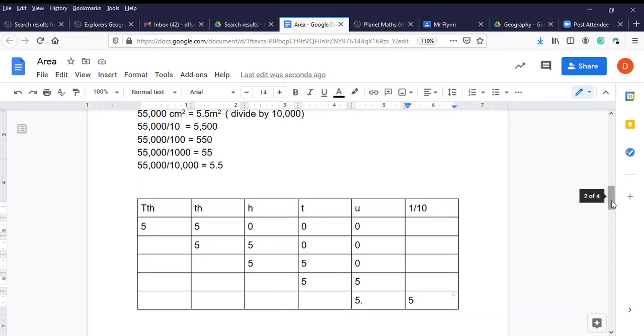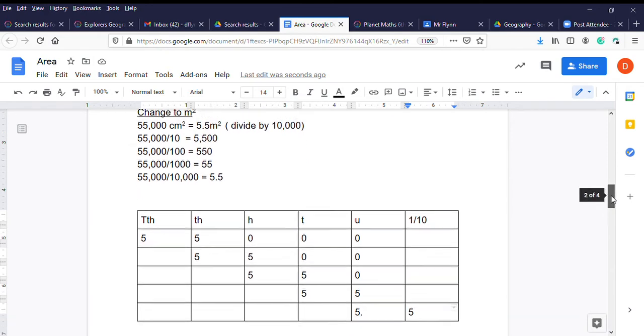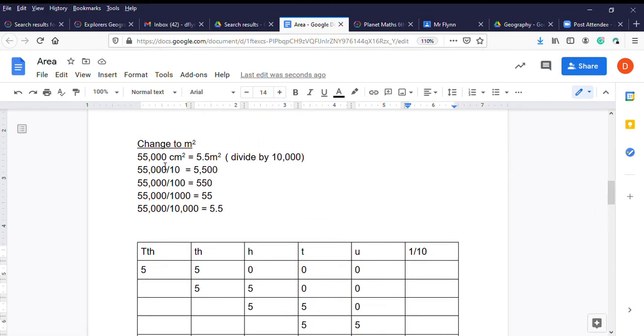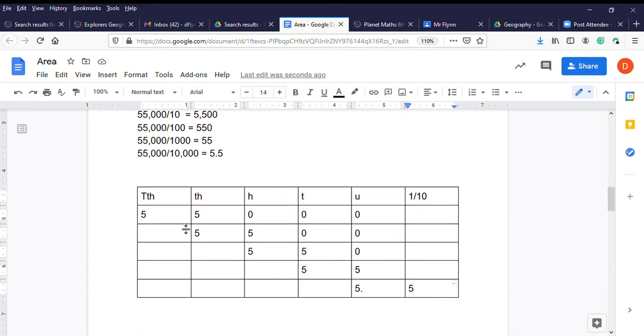Right, so we need to go from 55,000 centimeters squared to meters squared. And I have the answer here, it's 5.5 meters squared, but how did I do that? Well, let's have a look at the notation board. This is 55,000 here, and I have the columns up here: tens of thousands, thousands, hundreds, tens, units, and tenths. And it's really important that you remember that there should be a decimal point between units and tenths. That's why I have this little decimal point here, and we're going to come to that in a moment.